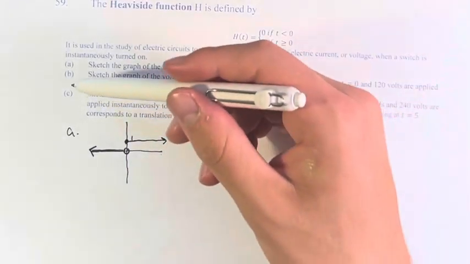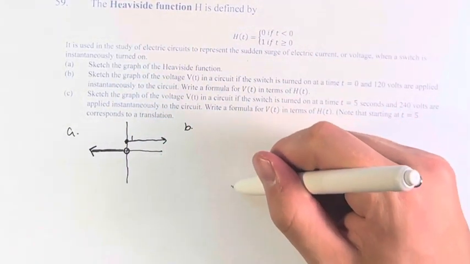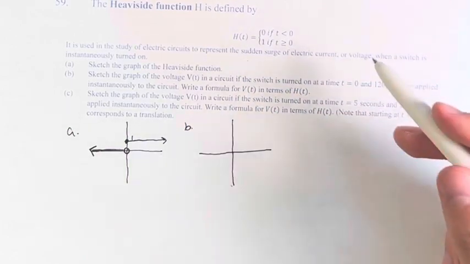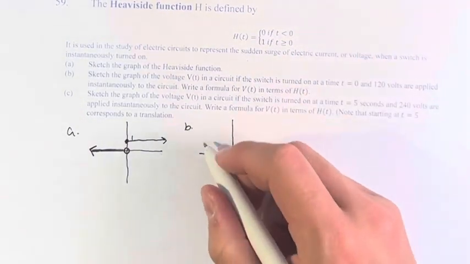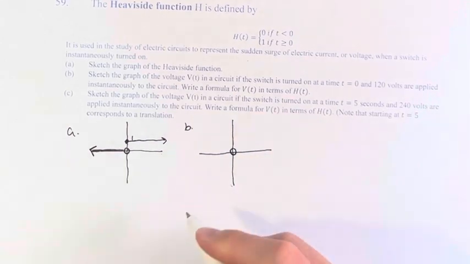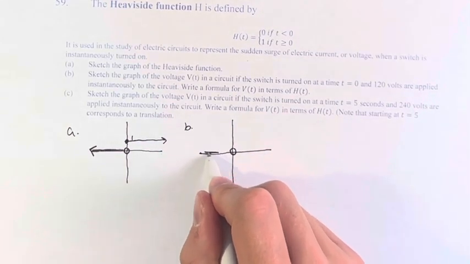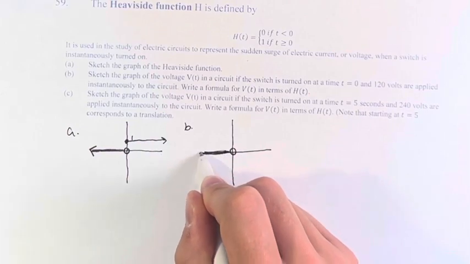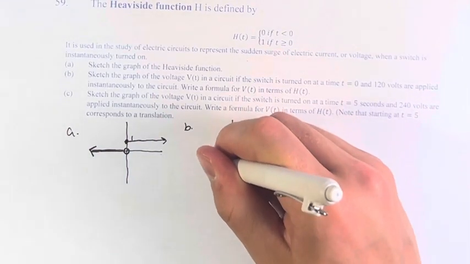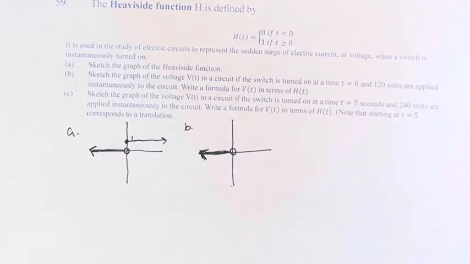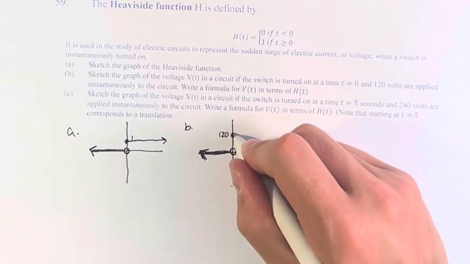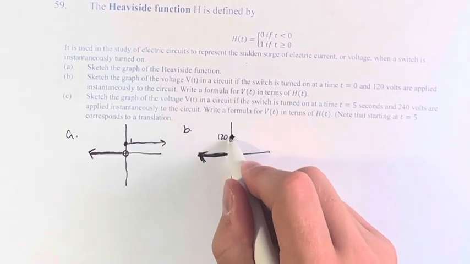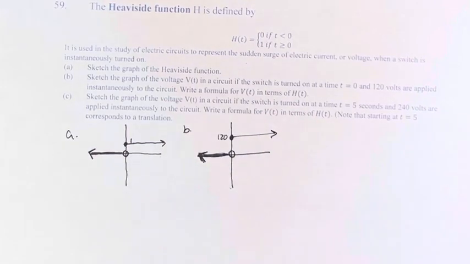In part B, we're asked to sketch the graph of the voltage V of t in a circuit if the switch is turned on at a time t equals 0 and 120 volts are applied instantaneously to the circuit. So before time is equal to 0, we have an open circle and we have no voltage. So the voltage is 0 whenever the time is less than 0. Then at time equals 0, we have the switch turned on and instantaneously, therefore we're including 0, the voltage is 120 and it continues to be that.